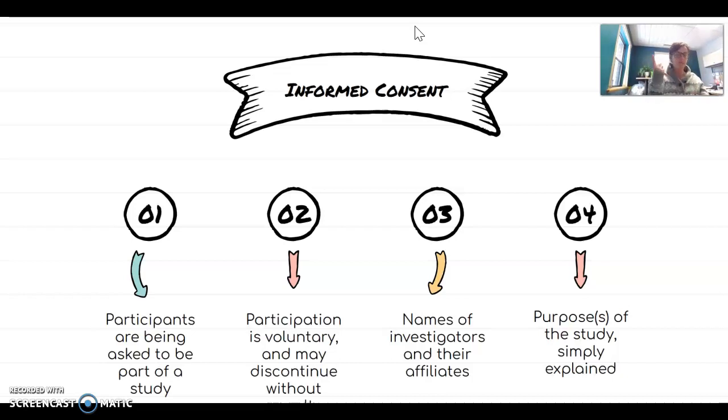So 1, you have to let the participants know that they're being asked to be part of the study. So saying, we're conducting research, you're being asked. Like that one's, some of these are very duh. But yes, you have to tell them that they're being asked to be part of a study.